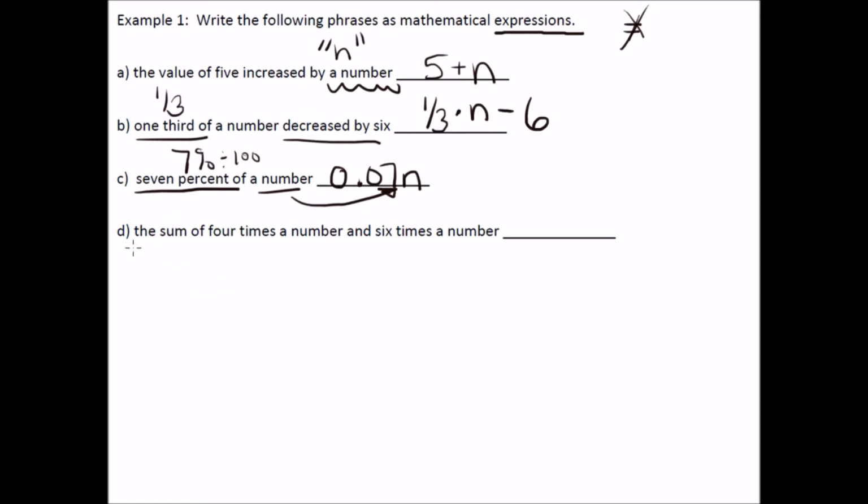Okay, now the sum, so we think of a plus sign, of 4 times a number, so 4n or 4 times n, and 6 times a number. 6n, 6 times a number. So we're going to do the sum of these two. So we're going to do 4n plus 6n.